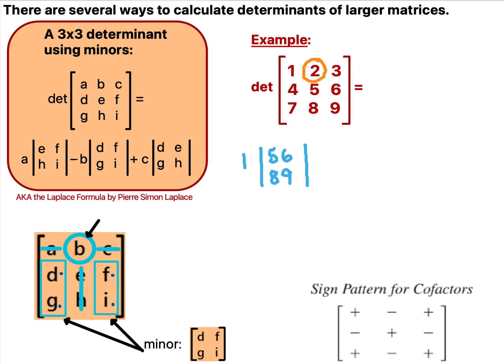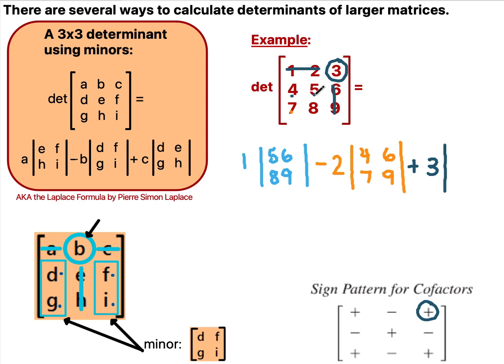We go over to the 2. Now we have to do minus on that one, right? It goes plus, minus, plus. Minus 2. And that determinant is going to be the 4, 6, 7, 9. And finally, we'll move on to the 3, which is a positive sign. So we'll go plus 3. And we'll grab the 4, 5, 7, 8.